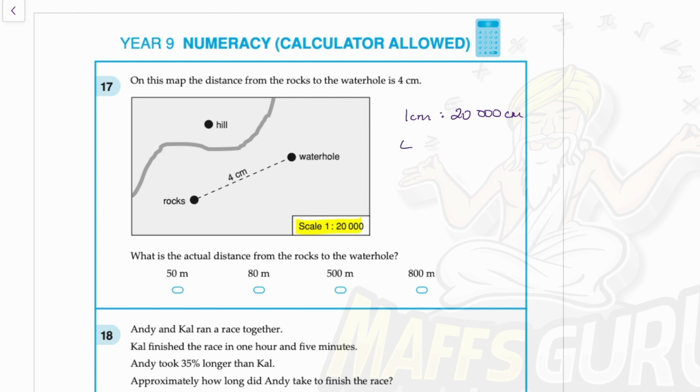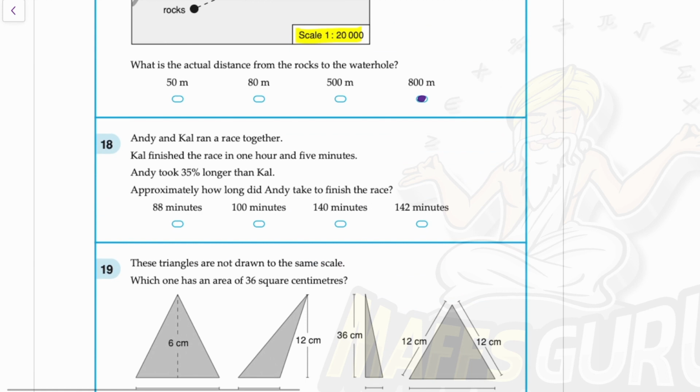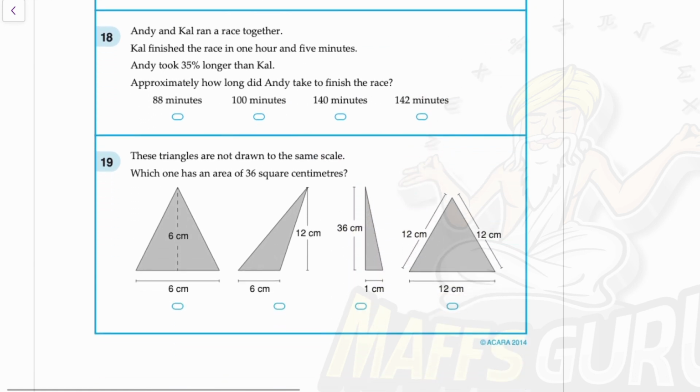Well, because we've got 4 centimeters, that means you'd have to times this by 4 to give me 80,000 centimeters. And I imagine it wanted in meters. And we know there are 100 centimeters in a meter, which gives me that there would be 800 meters. And obviously in that situation, if you'd pretty much got that first answer, or you'd done the conversion right, you probably would have been able to guess.